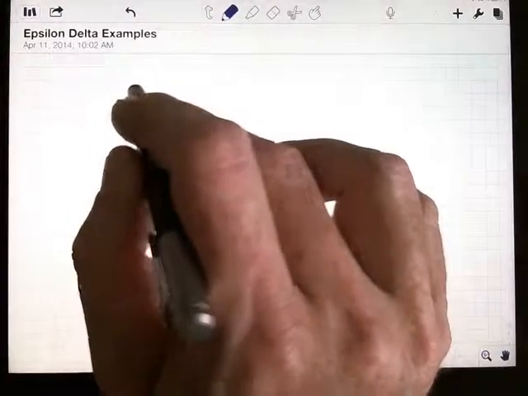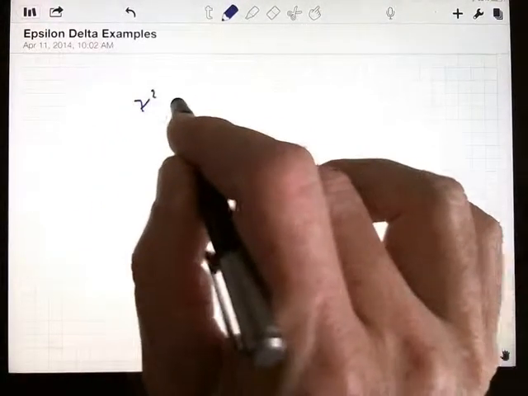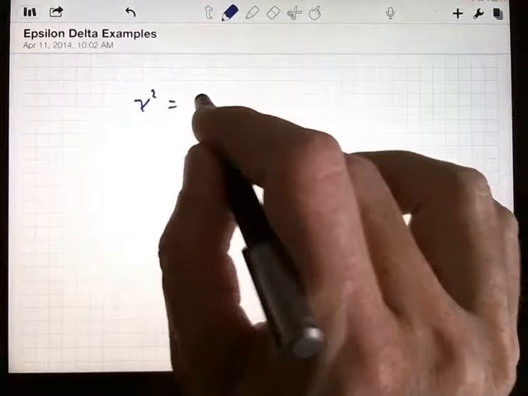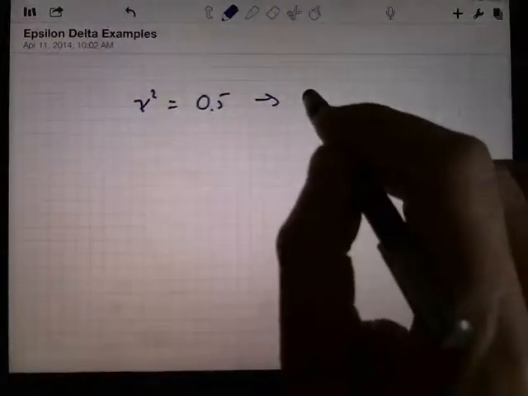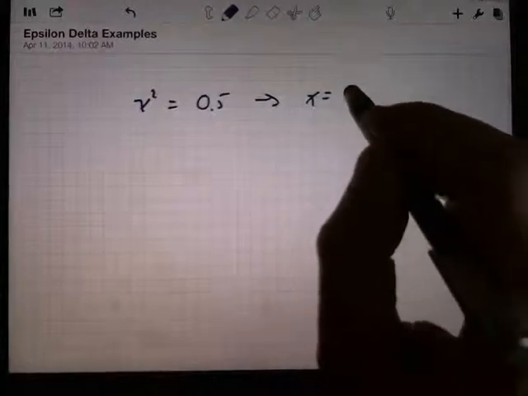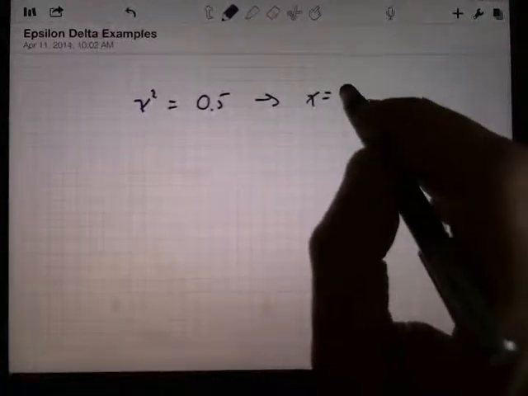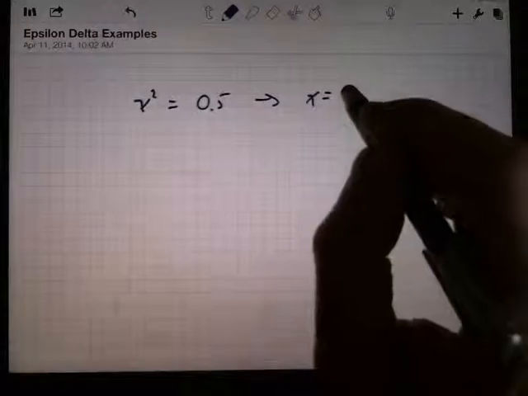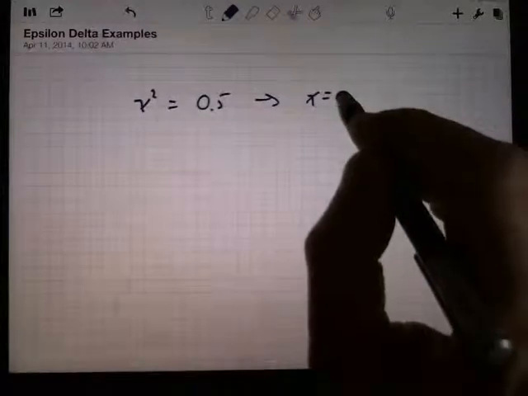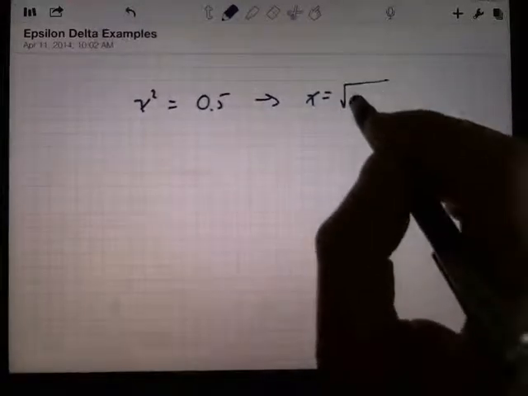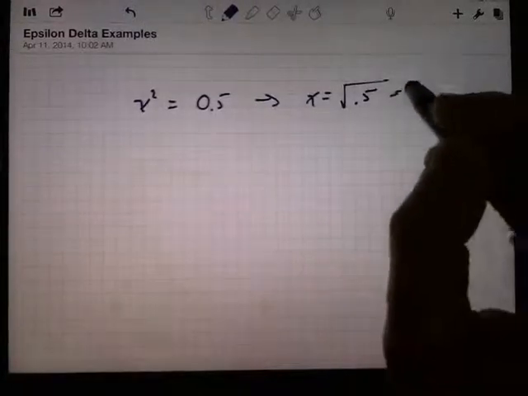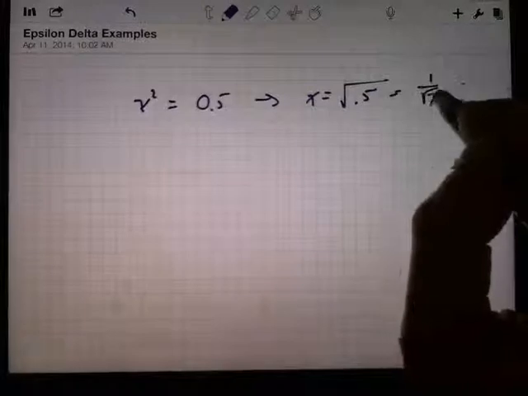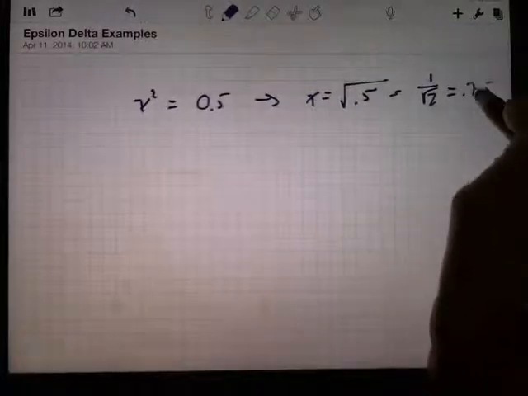So I've got x squared, I need it to equal 0.5. Well, just take the square root of both sides, and I've got x equals, well, either plus or minus, but I know that I'm dealing on the positive side there because I'm getting x close to 1. So let's just look at the square root of 0.5, whichever is the square root of a half. Anyway, it's 1 over the square root of 2. However you want to write that, it is about 0.707.